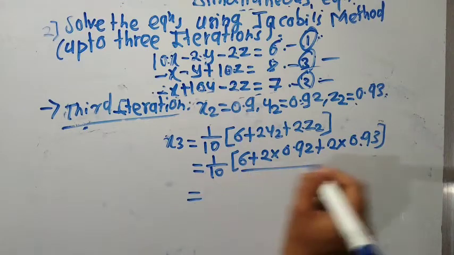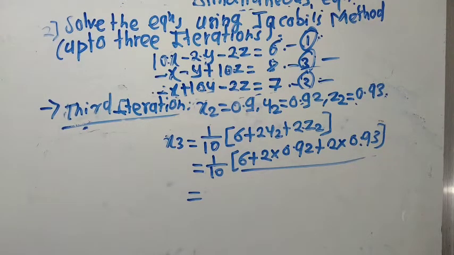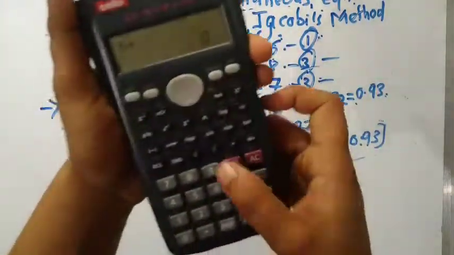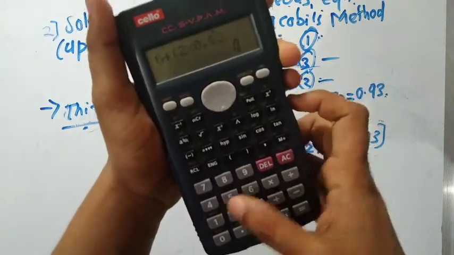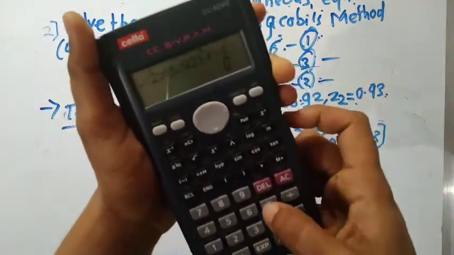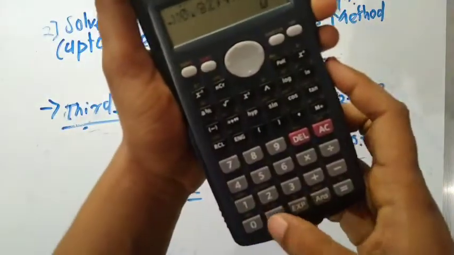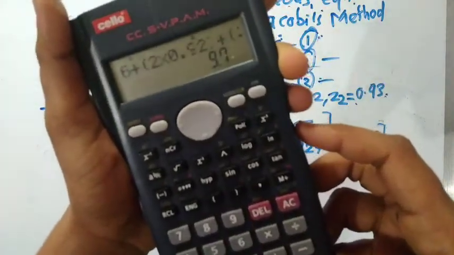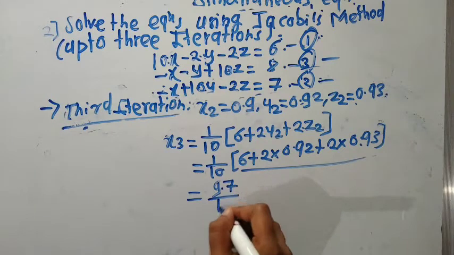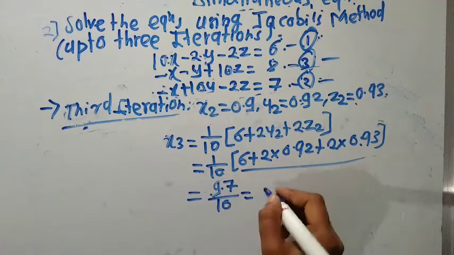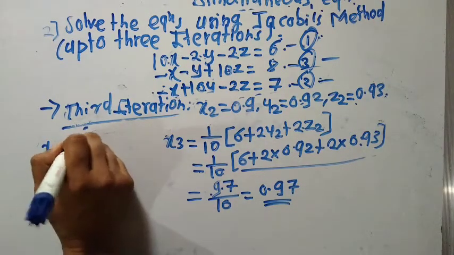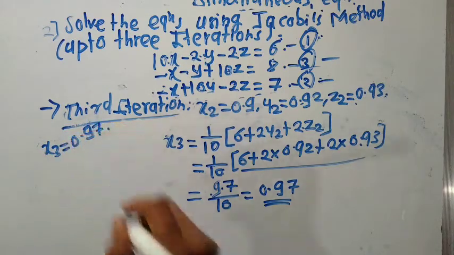So find this value first: 6 plus 2 into 0.92 plus 2 into 0.93, which is equal to 9.7. 9.7 divided by 10 is 0.97. So x3 is equal to 0.97.